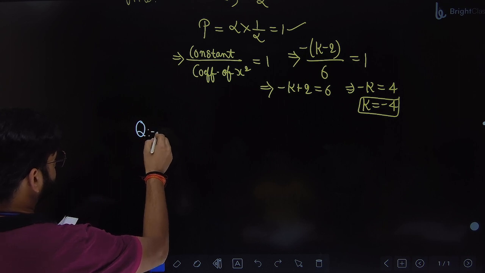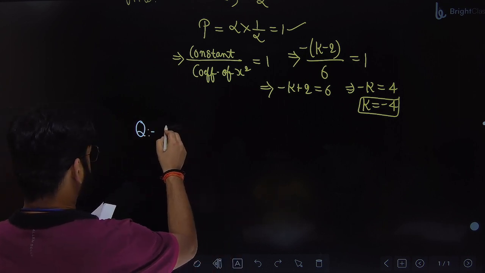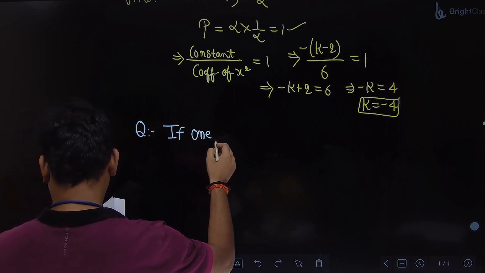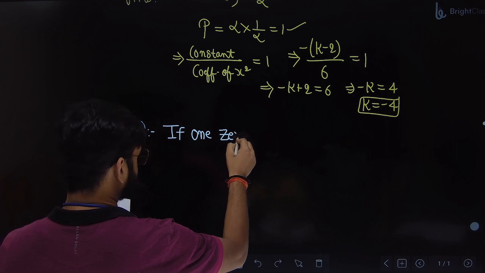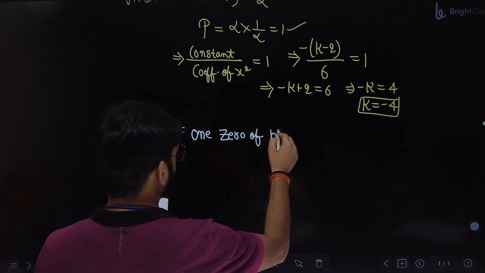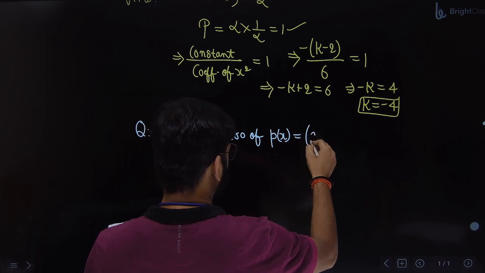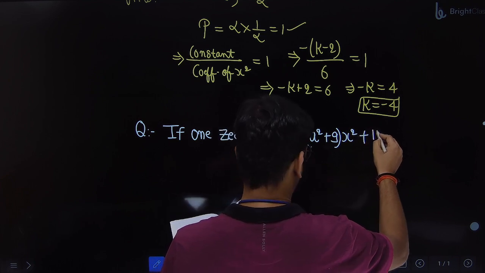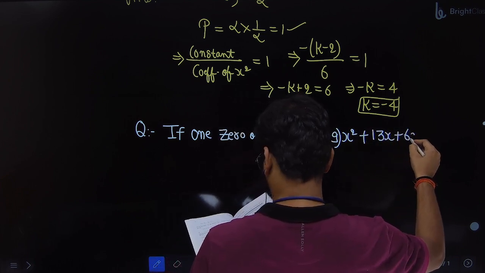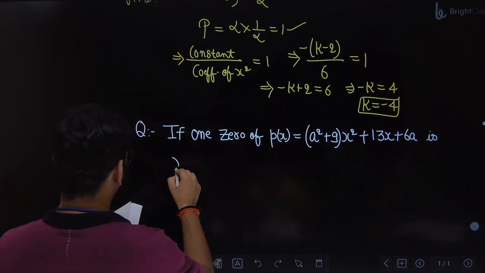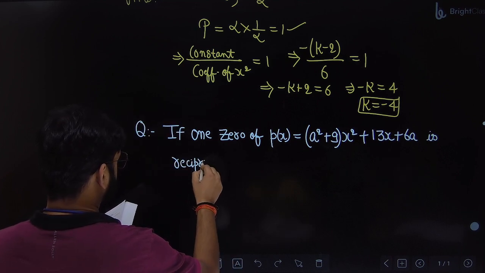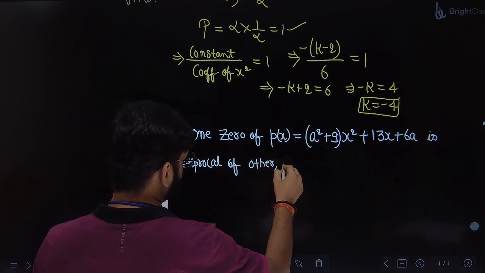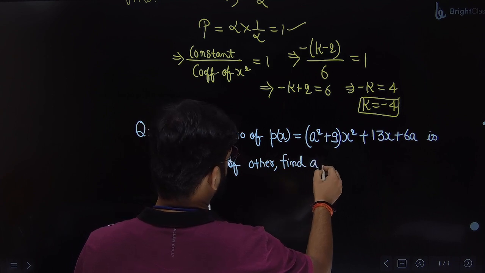So the next question is similar to the previous one. I want all of you to find out the correct answer. If one of the roots of p of x equal to a square plus 9x square plus 13x plus 6a is the reciprocal of the other, find a.